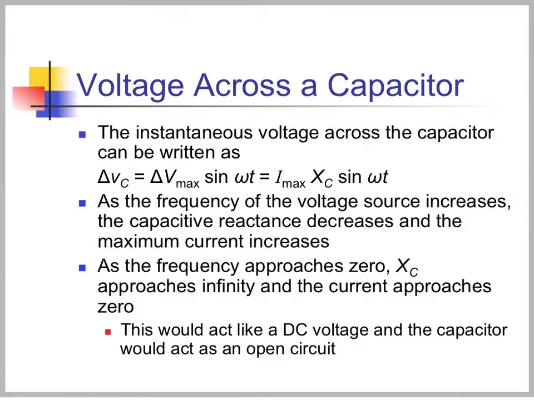So as the frequency of the voltage source increases, the capacitive reactance decreases and the maximum current increases. So as the frequency approaches 0, chi sub C approaches infinity and the current approaches 0. This would act like a DC voltage and the capacitor would act like an open circuit.